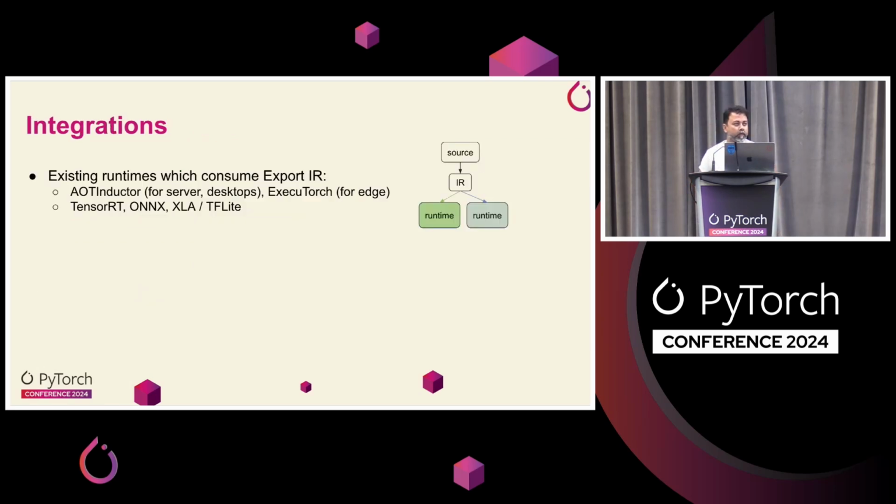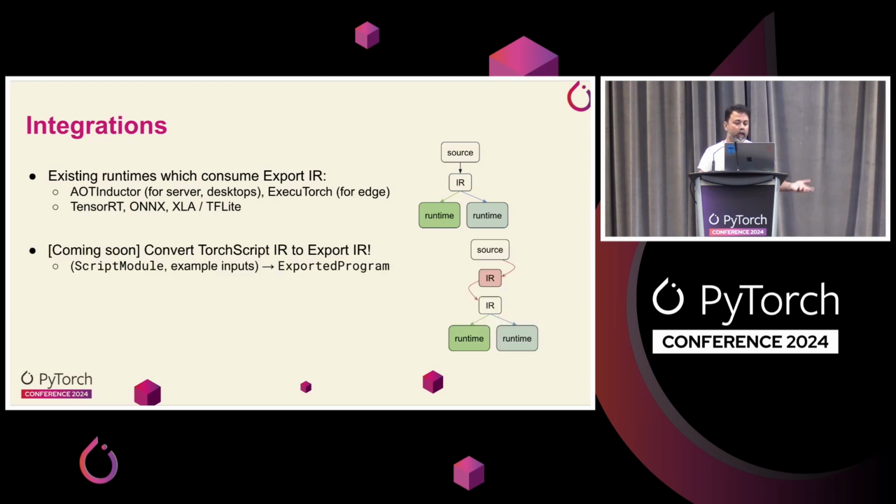All right, so of course, export integrates into a bunch of runtimes that we built, including AOT Inductor and ExecuTorch. So Martin just gave a keynote on torchchat and how we deploy LLMs, for example, and he showcased both of these. AOT Inductor is for server and more recently for desktops. ExecuTorch is for edge. But being a standalone IR means that we can also integrate with runtimes that other people built, right? So for example, we have collaborations with TensorRT, ONNX, XLA, TF-Lite, and so these integrations exist, and we hope to keep collaborating and making them better.